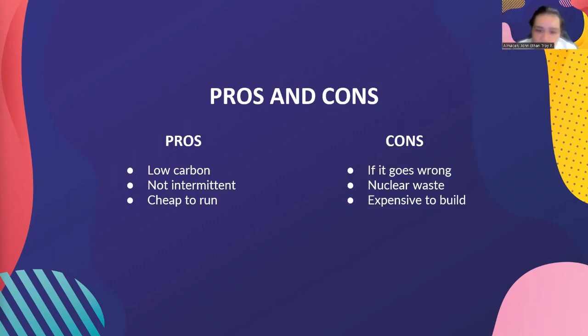Cons, expensive to build. The initial costs for building a nuclear power plant are steep. A recent Vogtle nuclear plant in the US was estimated to have risen to 3.5 billion to 6 billion, alongside extra costs to maintain the facility.